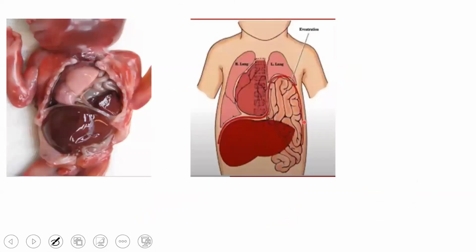Now, what are some defects which could occur? One is this one. Can you name this one? One, two. Name one.